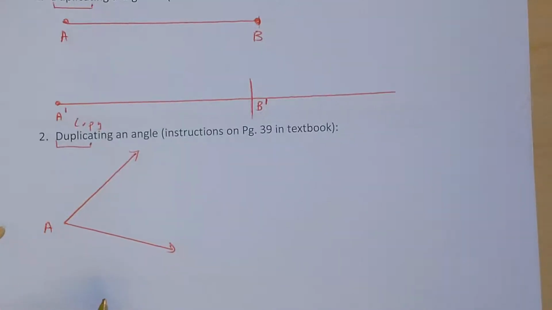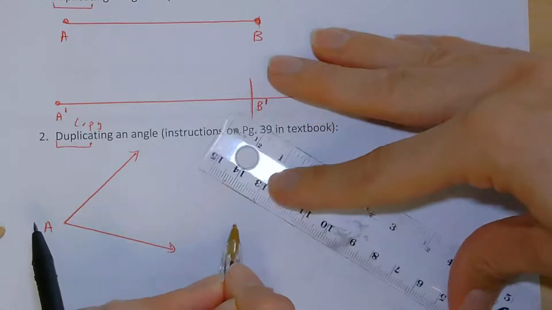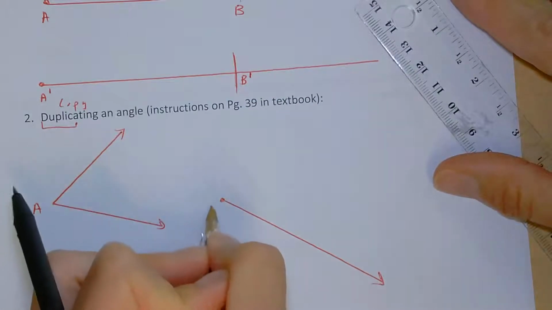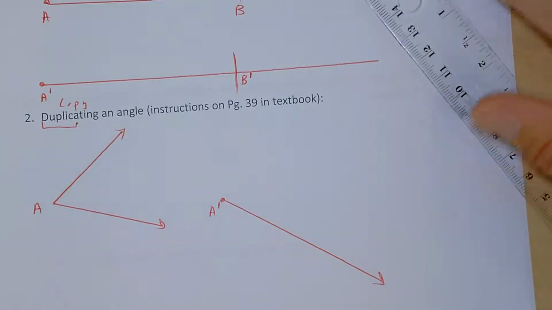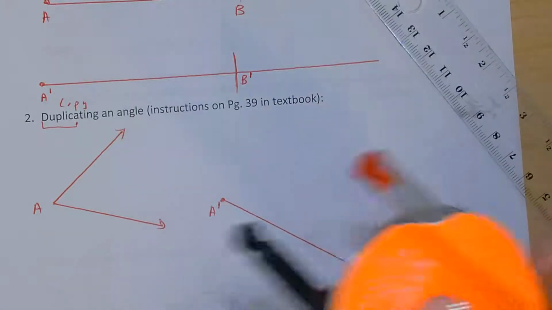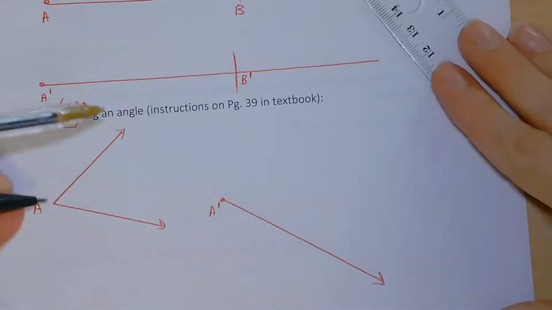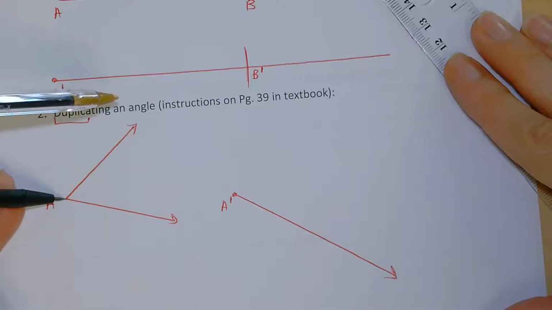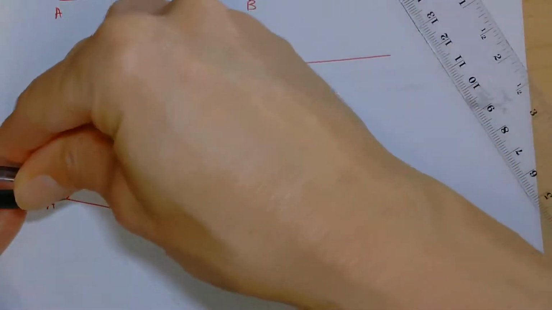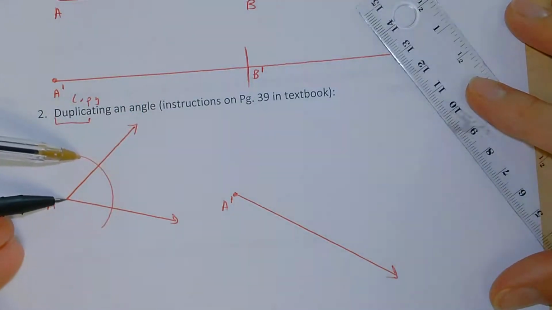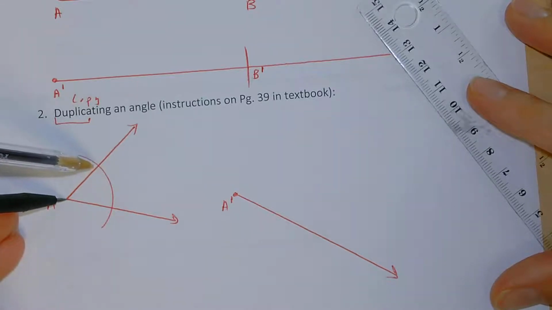So over on this side of your paper, I want you to start with a point and a ray again. And we're going to label this angle as A prime. All right, now this one's a little more complicated. So I'm going to have you go to the original angle A and put the point of your compass on the original vertex A. And I want you to swing an arc that intersects both sides of the original angle A. It doesn't matter how open the arc is as long as it's hitting both sides.